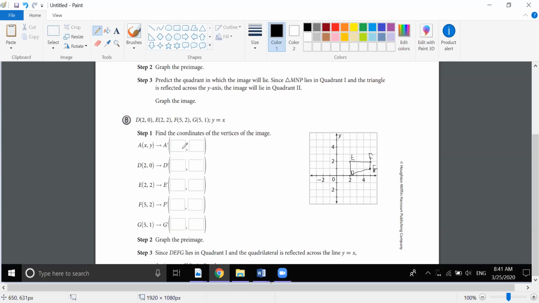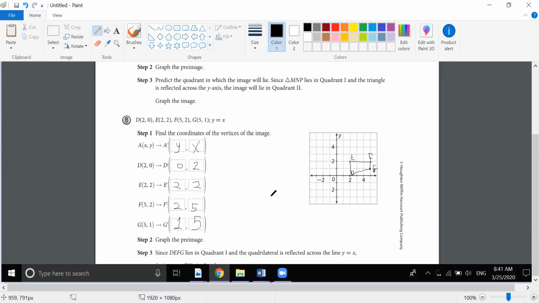And then I'm going to write the rule. What rule should I have? y equals x. I told you when y is equal to x, just copy it as it is, so y and x. In other words, I'm just going to flip the 2 numbers. So (2, 0) is going to be (0, 2). (2, 2) is going to be (2, 2) again, because they are the same. (5, 2) is going to be (2, 5). (5, 1) is going to be (1, 5).